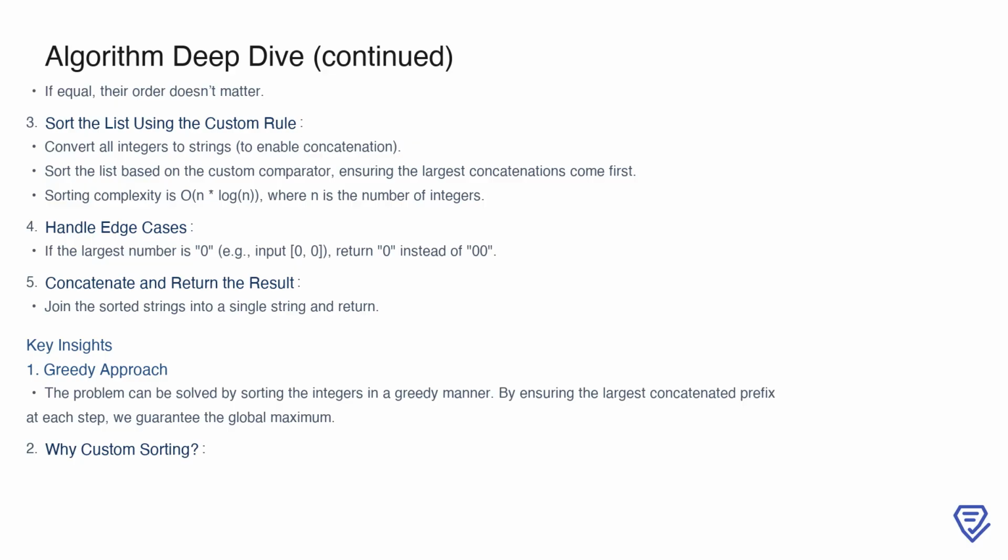First, we convert all integers to strings, as concatenation operates on strings, not numbers. Then, we use the custom comparator to sort the list such that the largest concatenated values come first. This sorting process has a time complexity of O(n log n), where n is the number of integers. After sorting, we simply join the sorted strings into one result. However, there are edge cases to handle. For example, if the list contains only zeros, like 0, 0, the result should be 0 instead of 00. By addressing these cases, we ensure the algorithm is robust and produces the correct result in all scenarios.